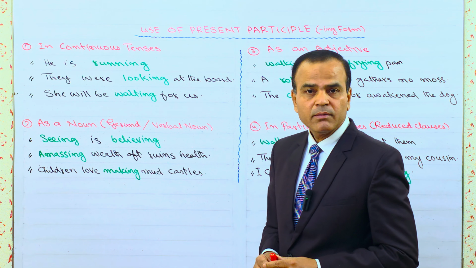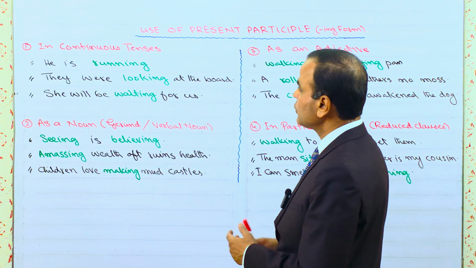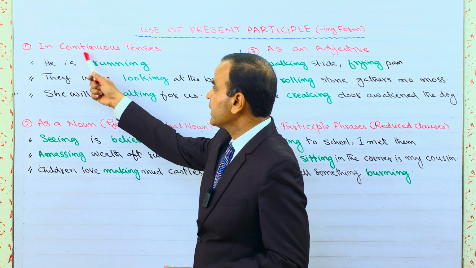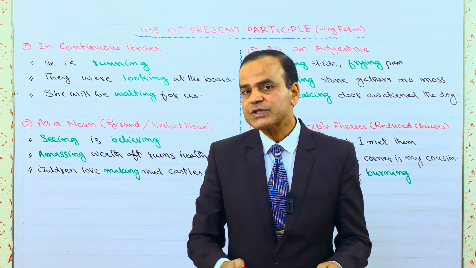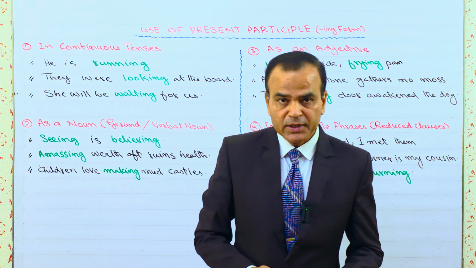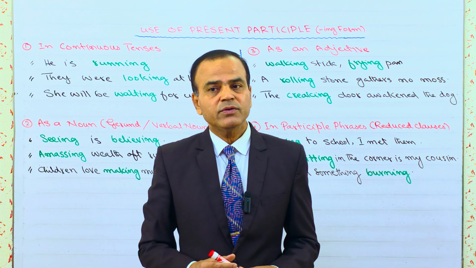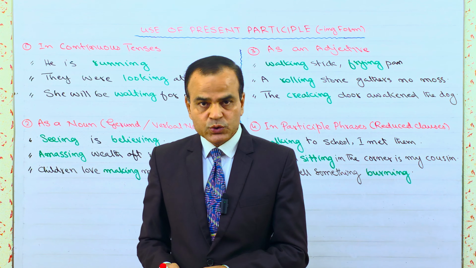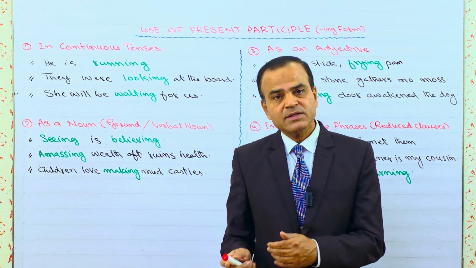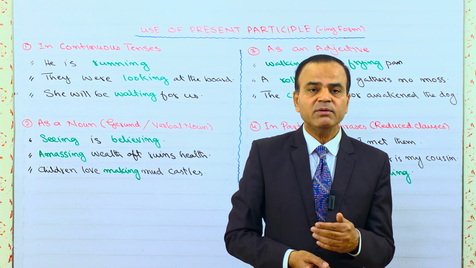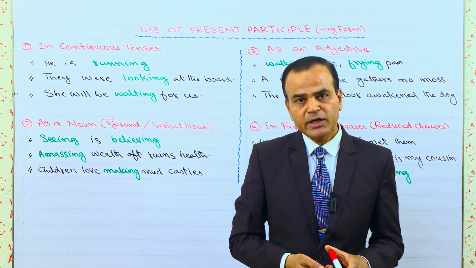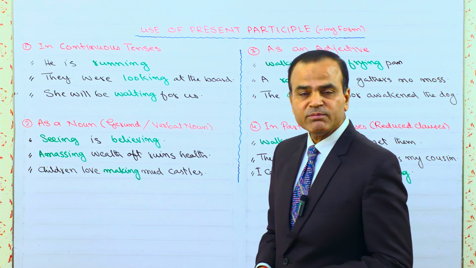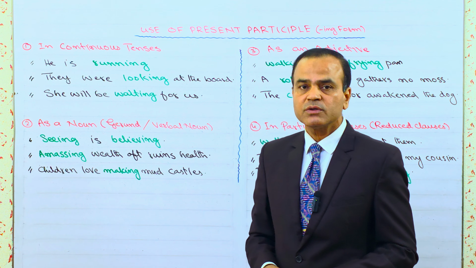The universal or basic use of the ing form, or present participle, is in continuous tenses. If you study the grammar of the English language, you will know that all the continuous tenses are formed by using the ing form of the verb plus to be verbs with them, which we will be learning when we start learning the tenses. So let's have a look at some examples where the ing form is used in continuous tenses.